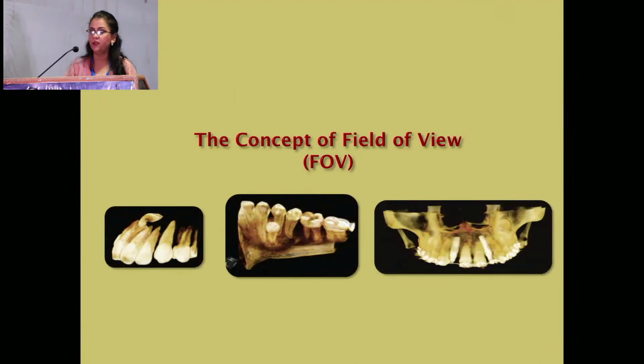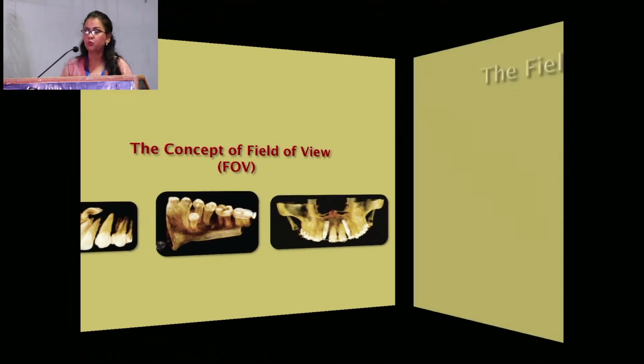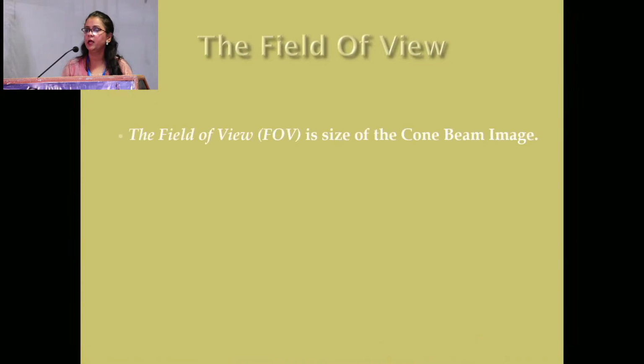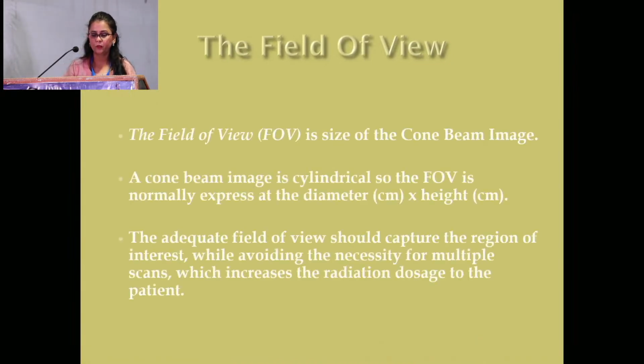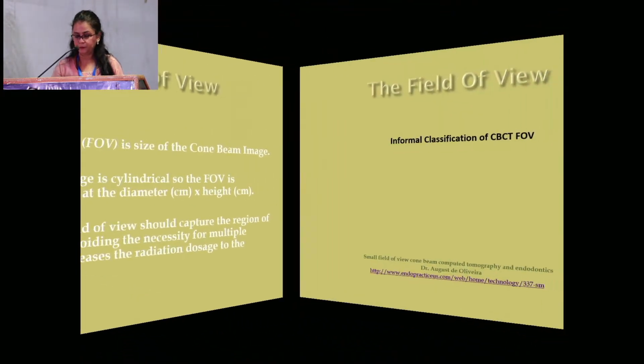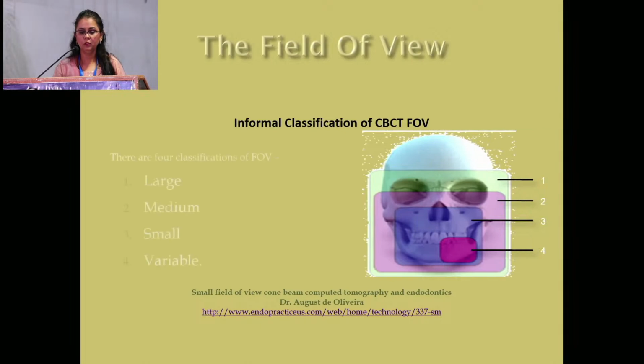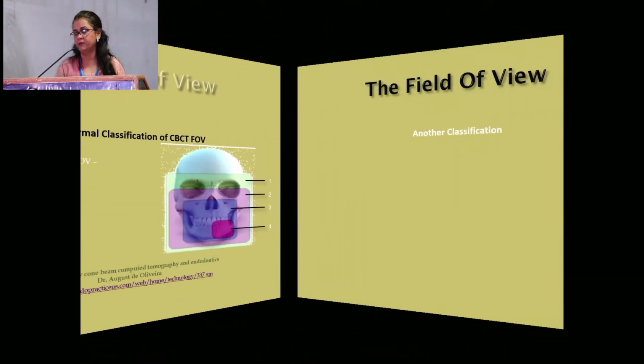We are aware of the field of view. As a student or as a clinician, whenever we are writing the prescription, we should know what field of view is indicated in what cases. The field of view is diameter into height, written in centimeters. We write 5 into 5, 5 into 8, 8 into 8. This is an informal classification: you have a large field of view, small, medium, and variable.